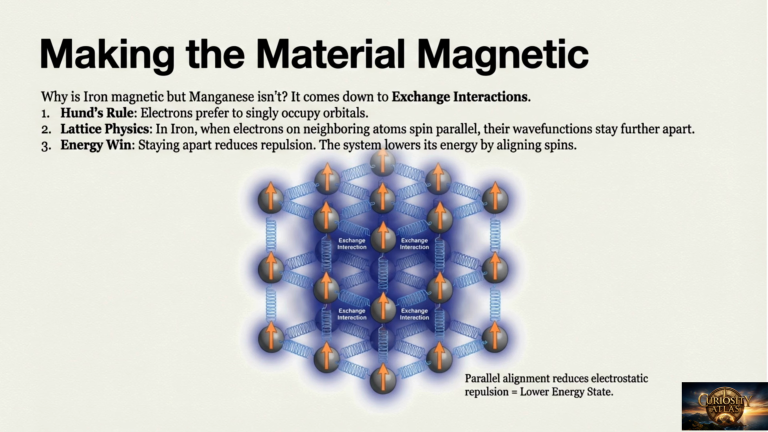Following Hund's rule, electrons prefer to singly occupy orbitals. In materials like iron, electrons on neighboring atoms align spins parallel. This alignment keeps their wave functions further apart, reducing repulsion and creating a lower energy state.